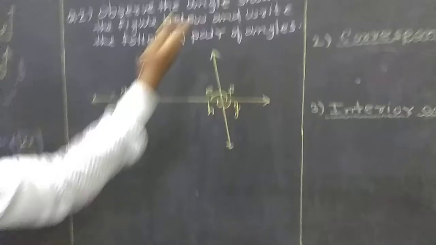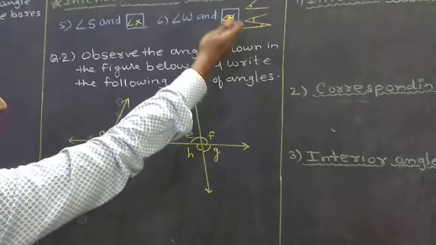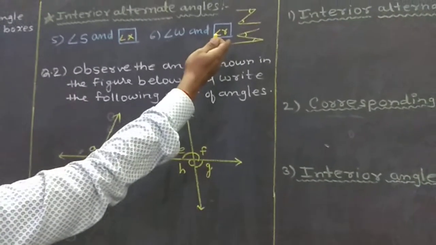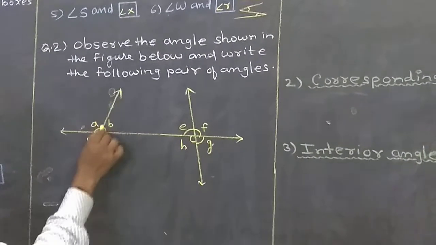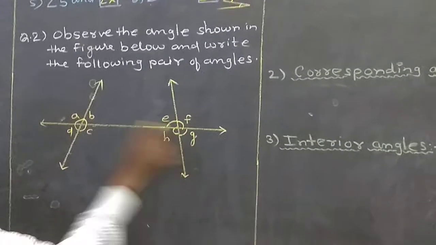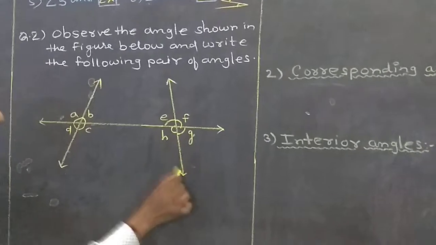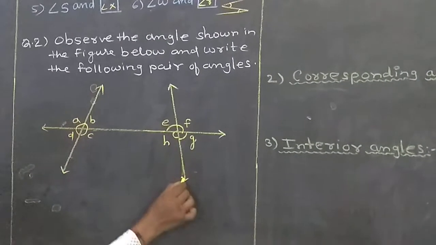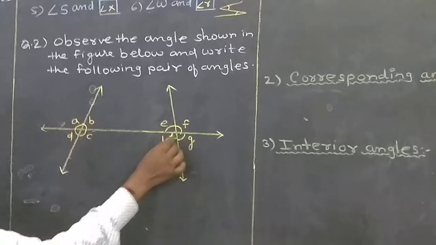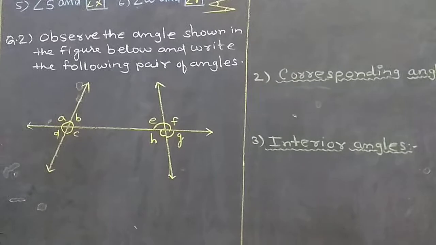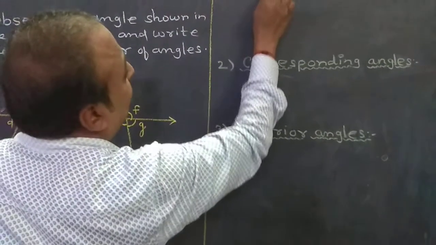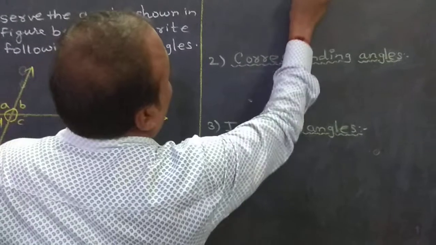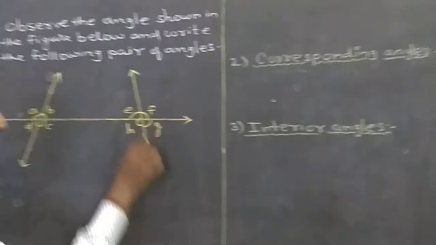Now see, we have just studied that interior alternate angles have a shape of Z. See, this angle and this angle are forming a shape of Z. So angle B and angle H will be a pair of interior alternate angles. So angle B and angle, which angle? H.